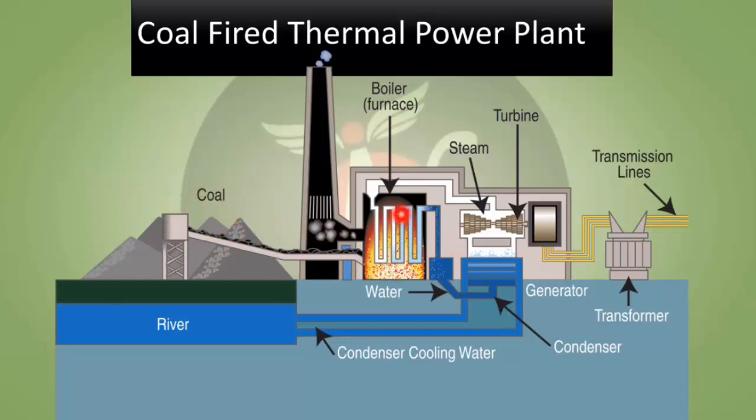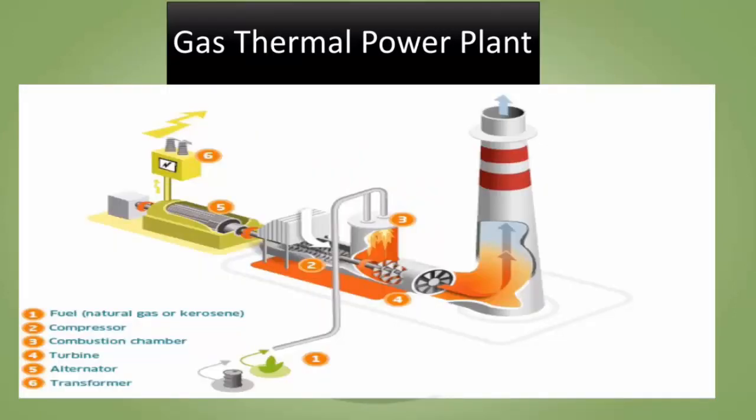The water is heated, then the steam is used to rotate the turbine, and then there is generation of electricity. Now there is the gas thermal power plant. The fuel sources in gas thermal power plants are gases or oils. You can see this is the gas or the oil here.